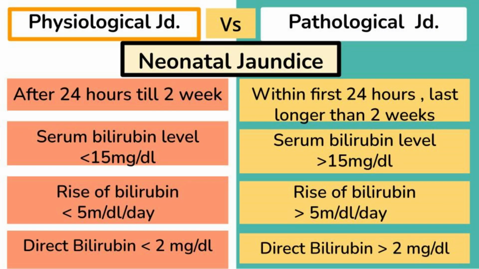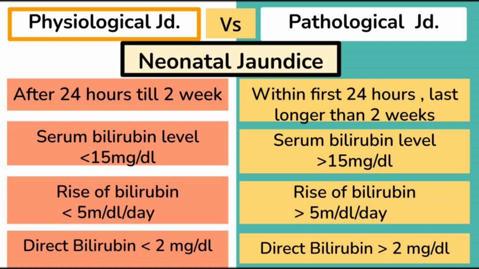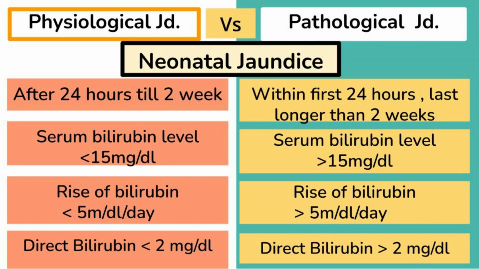So this is the difference between physiological and pathological jaundice. Physiological jaundice appears after 24 hours and persists till 2 weeks of life, while pathological jaundice appears before 24 hours and lasts longer than 2 weeks. In physiological jaundice, serum bilirubin level is less than 15 mg per deciliter. In pathological jaundice, this level could be more than 15 mg per deciliter. In physiological jaundice, rise of bilirubin is less than 5 mg per deciliter per day, whereas in pathological jaundice, rise of bilirubin is more than 5 mg per deciliter per day.